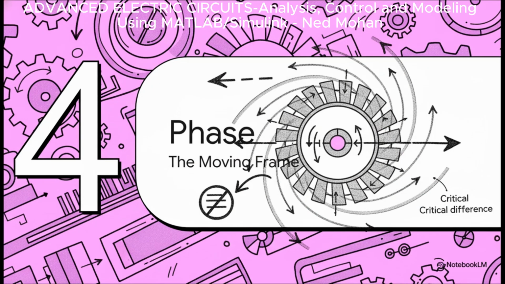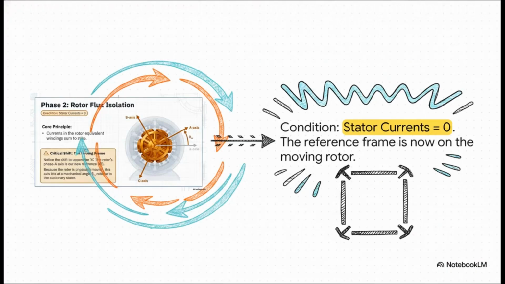All right, let's switch gears. We're now going to apply the exact same logic to the rotor, but as we're about to see, there's one critical difference we absolutely have to account for. So for phase 2, we do the opposite. We set the stator currents to 0 and focus only on the rotor.